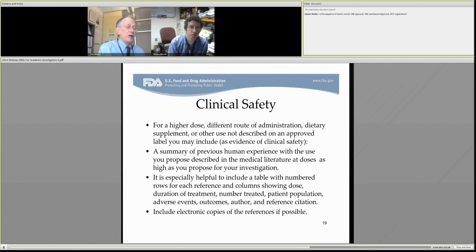And it's a lot more convincing to us if it's described in a paragraph and analyzed in a paragraph, but it's helpful to put it in a table with numbered rows for each reference. Hopefully there's more than one supporting your use. And with columns showing the dose, the duration of treatment, the number of patients treated, the disease the patients had, the number of adverse events and outcomes, so on, with a citation, and actually including a copy of the reference is also helpful.